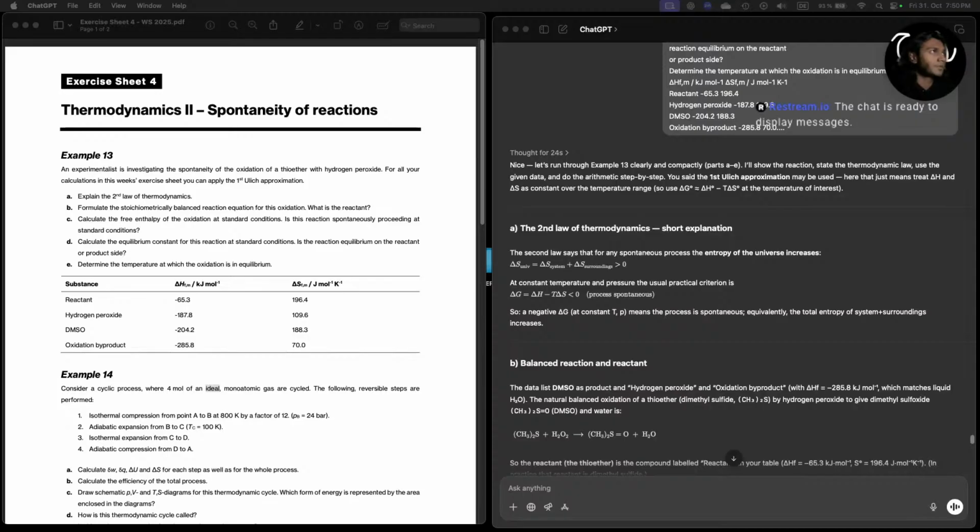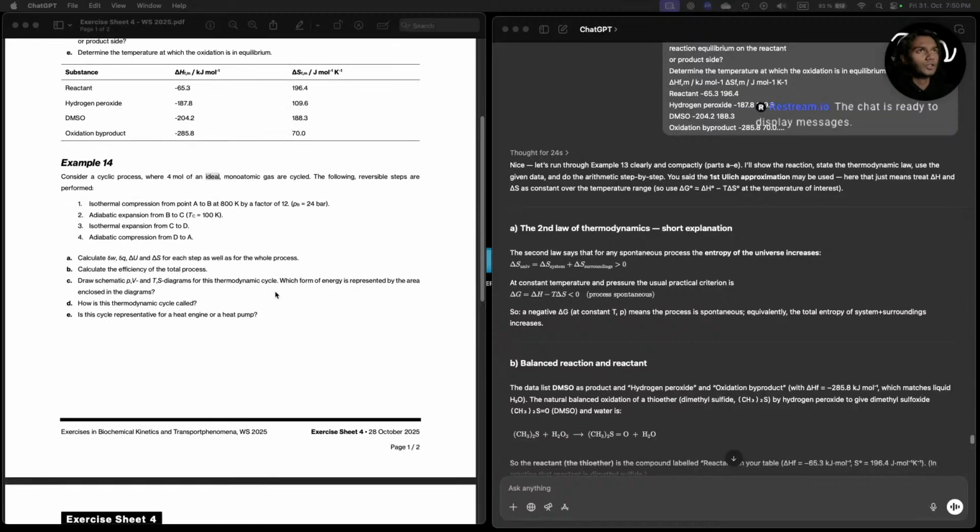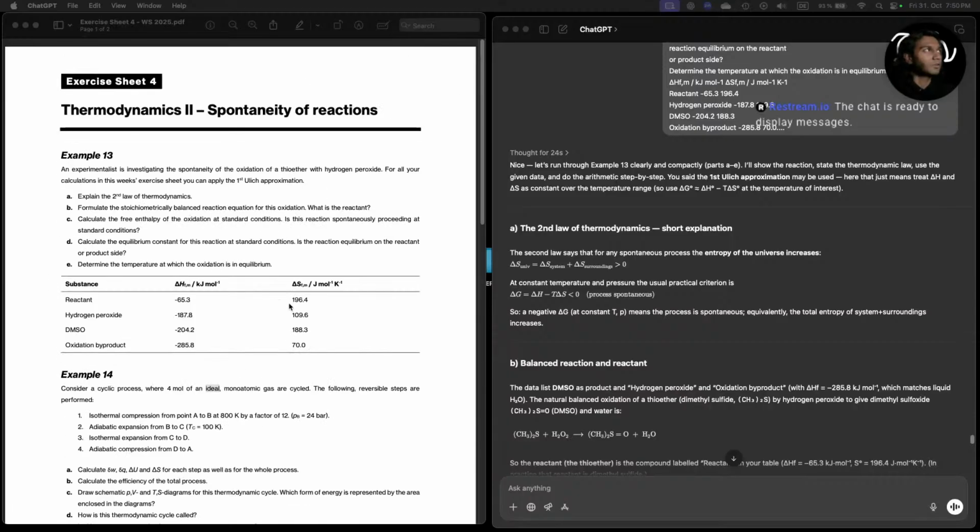And we're back with the Biochemical Kinetics Assignment. We gotta do this fast, powerful, on time, not on time, before time. We gotta complete this. So experiment 13, it's oxidation of thioether with hydrogen peroxide.